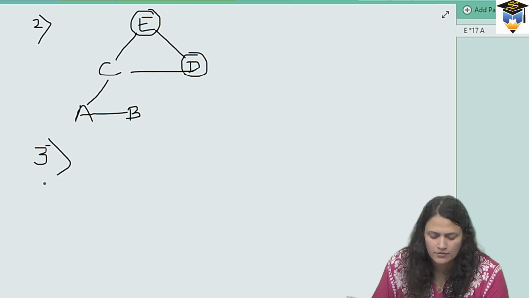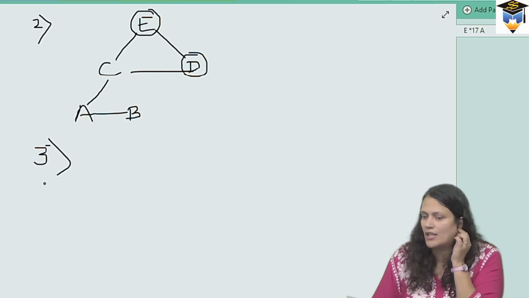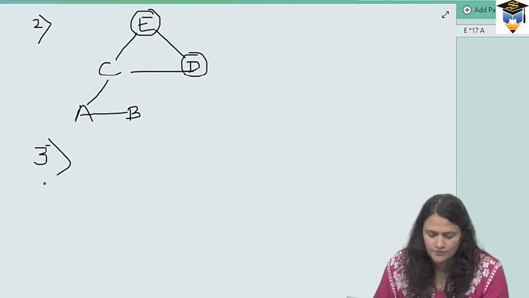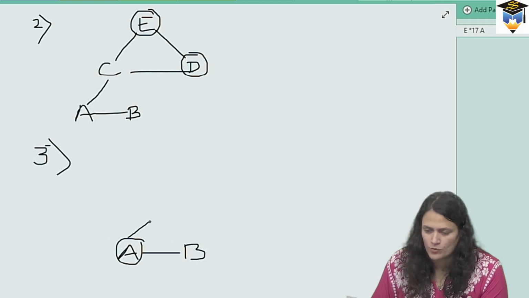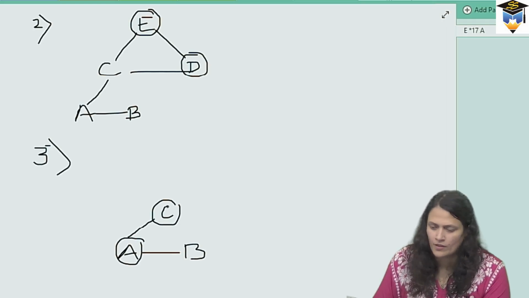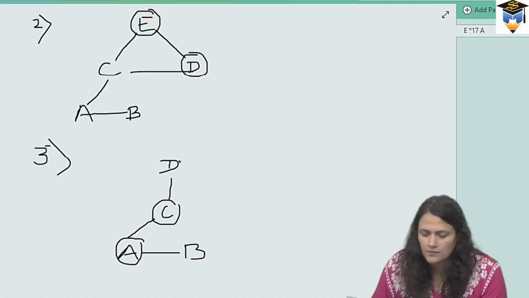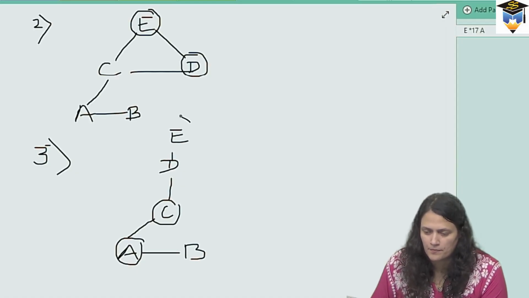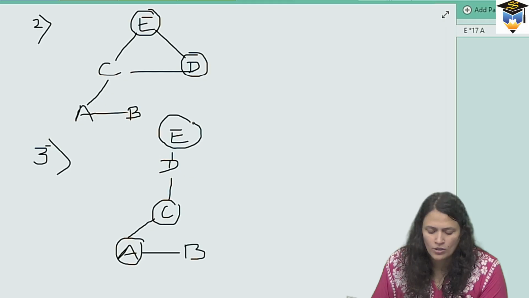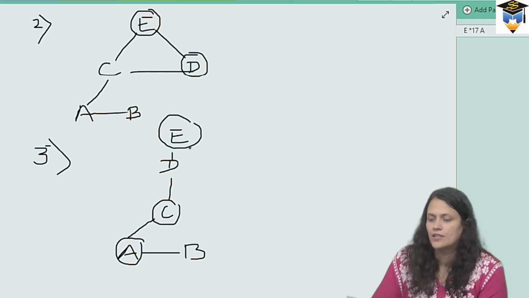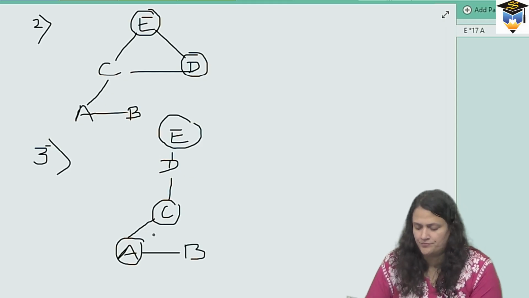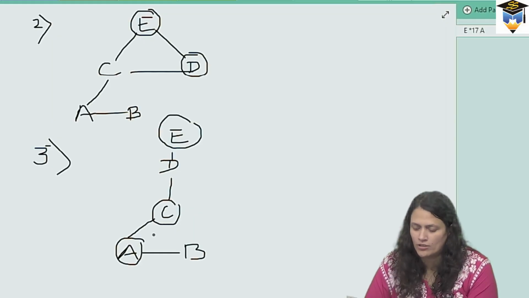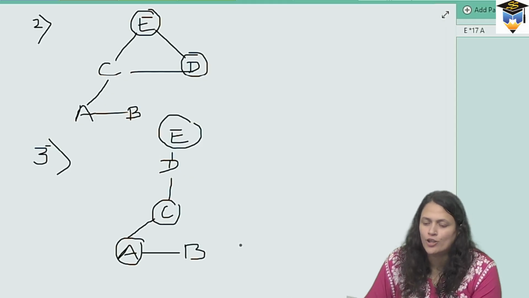How are B and E related? Now A is B's sister. Okay. So A is B's sister, whose mother is C, whose mother is E. So what is the relation between A and D? So tell me, what is the relation between A and D? Granddaughter of D. A is the granddaughter of D.